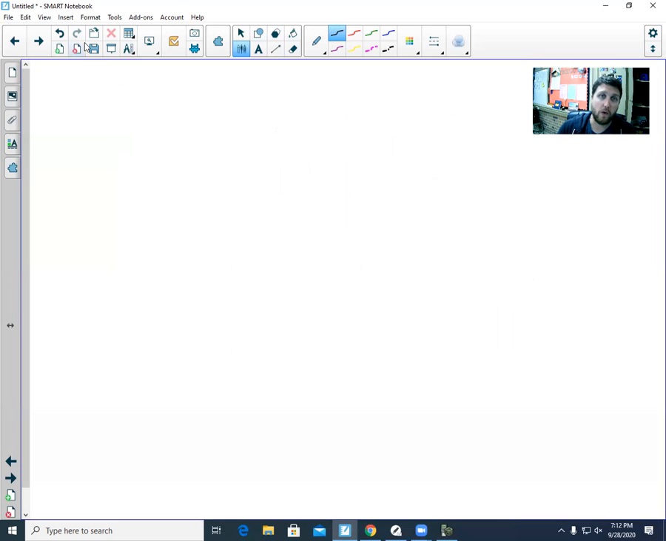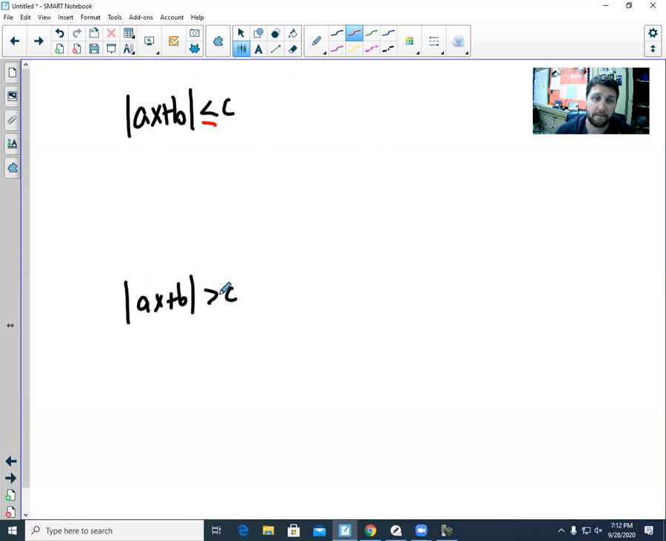So if you remember way back to last year, we actually talked about inequalities and we used these things called logical equivalencies. We always wanted our absolute values to be in the form of something like this, where it was the absolute value of ax plus b is less than or equal to c. Or we had the absolute value of ax plus b is greater than or equal to c. So this is what they look like.